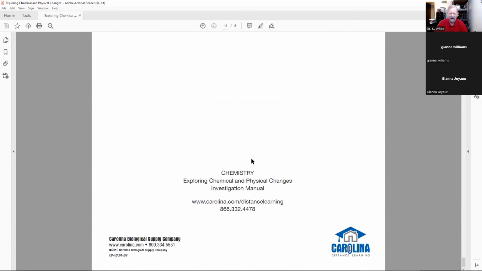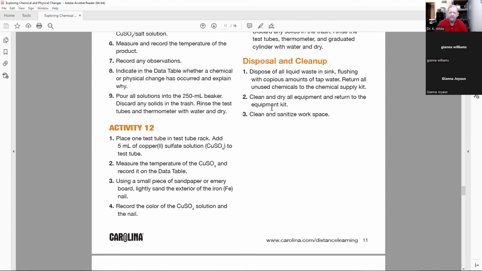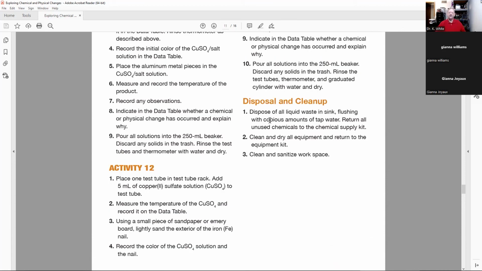At the end of the lab, the liquid in there, you'll dump it down your sink, flush it, and let the water run for about 2 or 3 minutes. Then let all the cleaned equipment dry out, return it to your chem kit, and clean the work surface.